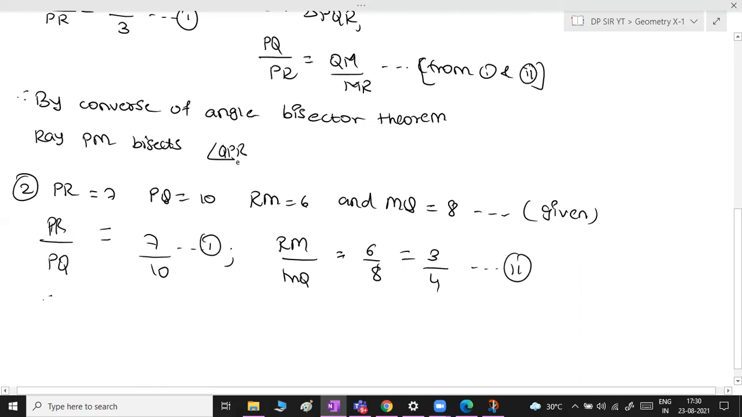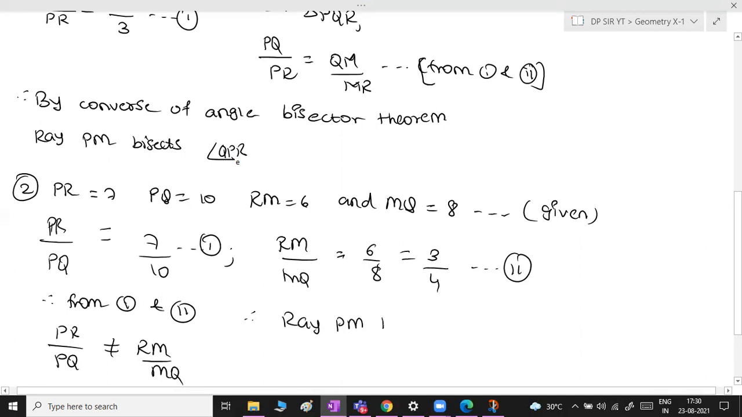Now from 1 and 2, it's very clear that these two ratios are not equal. It simply means that PR upon PQ is not equal to RM upon MQ. And this clearly indicates that your ray PM is not the bisector. Ray PM is not the bisector of angle RPQ. I hope it makes sense to you all.